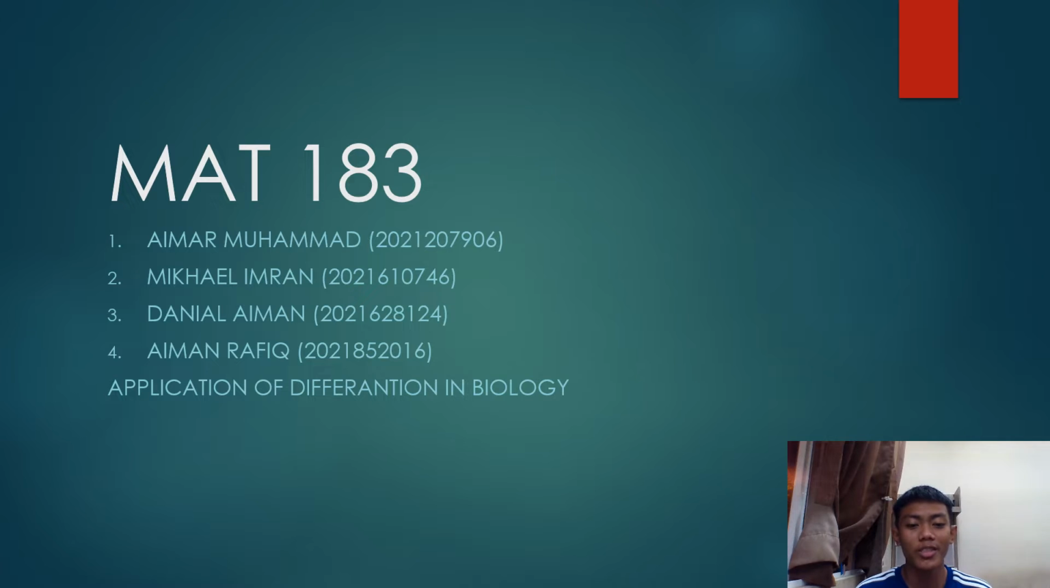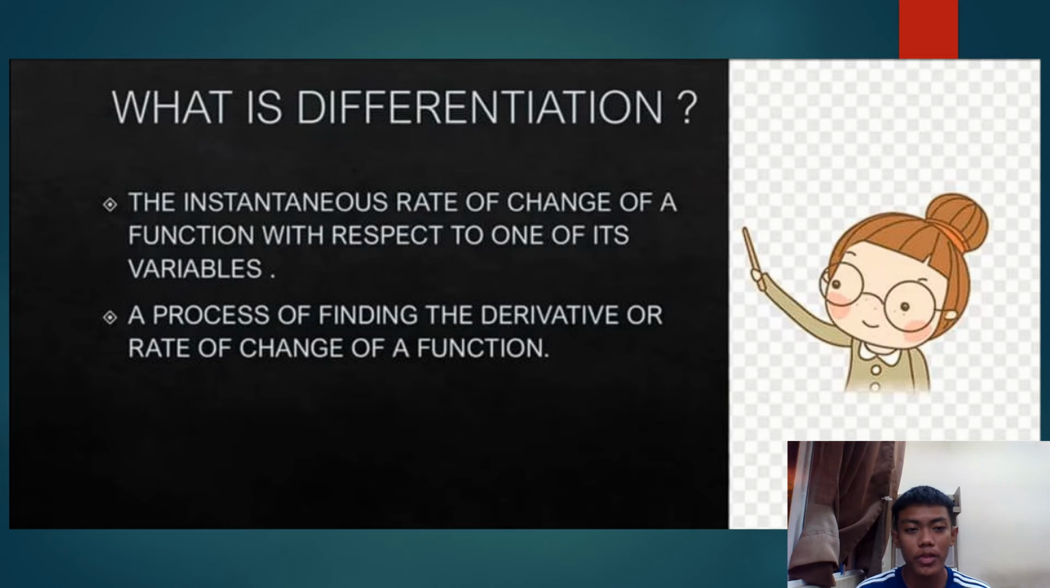For our presentation today, the topic is application of differentiation in biology. First, I'm going to give a brief definition of what differentiation is. Differentiation is the instantaneous rate of change of a function with respect to one of its variables. It is also the process of finding the derivative or rate of change of a function. For the next part, I'm going to pass to Mikhail Imran.